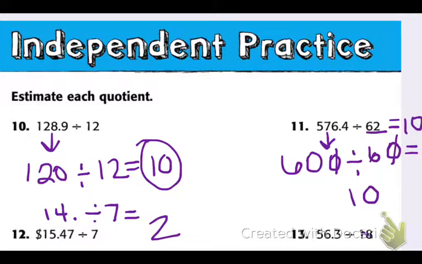Finally, 13. I'm going to estimate 18 so that I have 20. Getting that 0 to play with because it's a little bit easier. Okay, and I'm going to estimate 56 and 3/10 to 60. And I know that 20 times 3 is 60. So we're going to have 3 groups of 20, or around 3 groups.